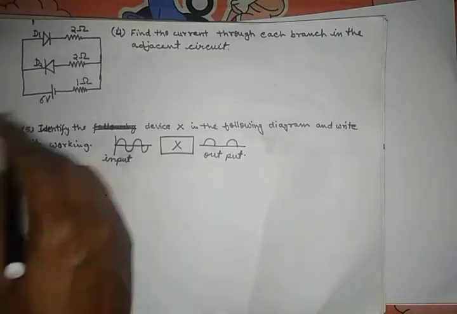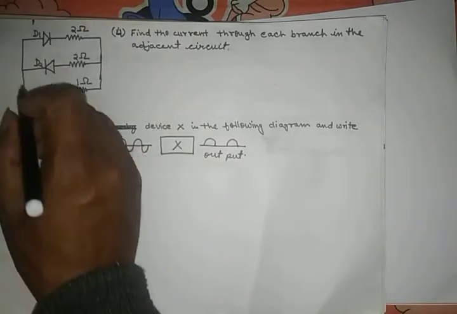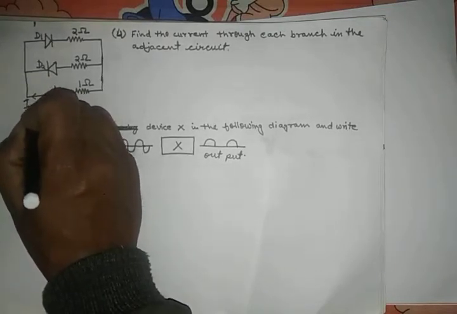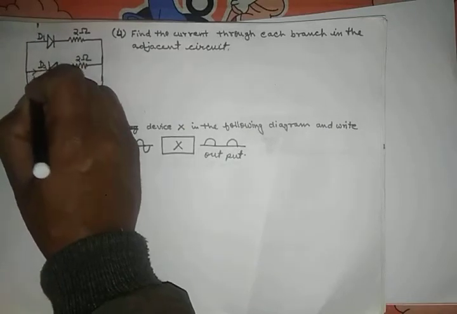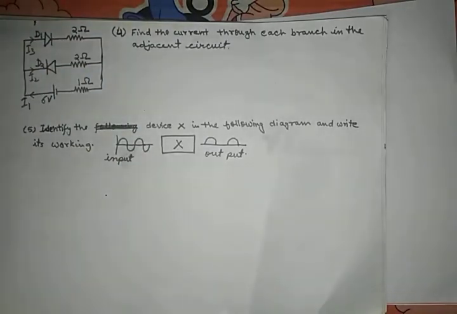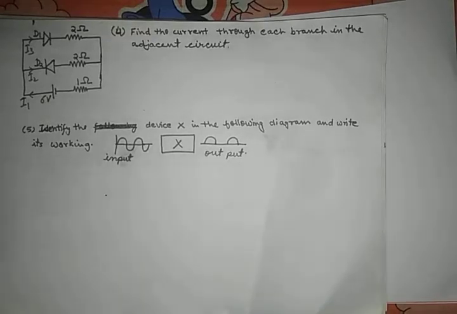So we can do one thing. We can mark this current as I1, this current as I2, and this current as I3. Okay, so many of you might be thinking that Kirchhoff law will be applied here, but no. Actually, as there is no information about these diodes given, we will consider both diodes as ideal diodes.